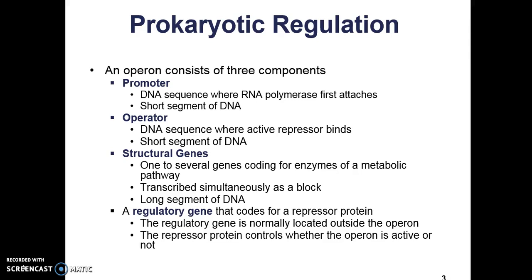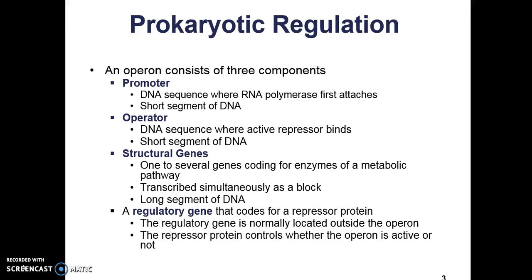The promoter is the DNA sequence where RNA polymerase first attaches, and it is a short segment of DNA. It signals the start of the operon. It begins transcription of those grouped genes. The operator is the DNA sequence where active repressor binds, and it also is a short segment of DNA. When the active repressor binds to the operator, RNA polymerase cannot attach and transcription cannot occur.